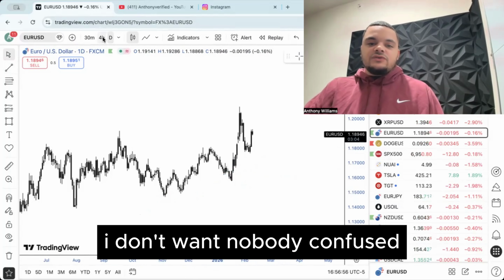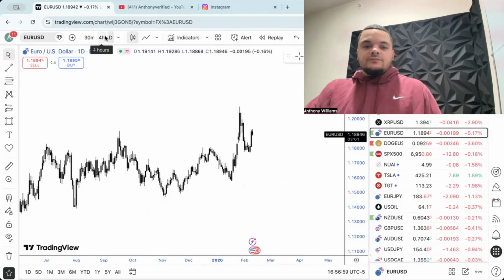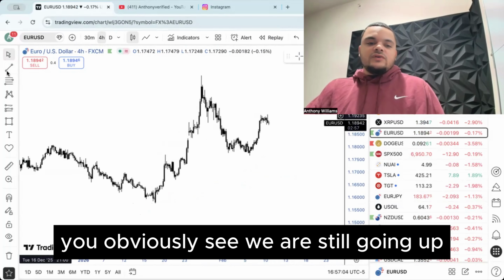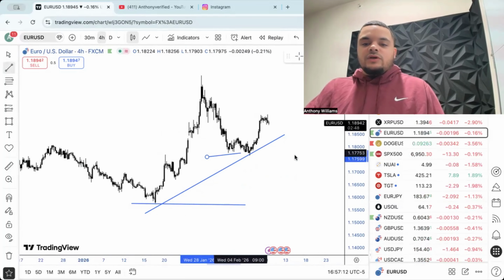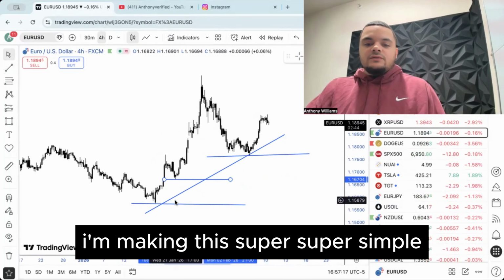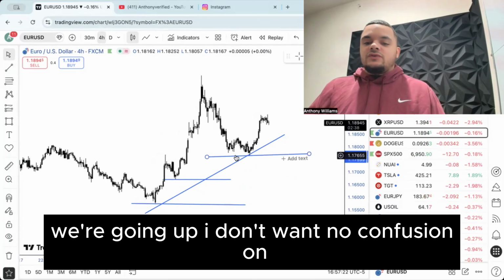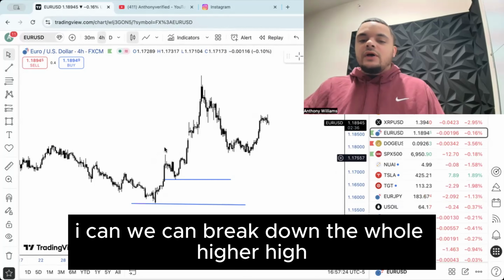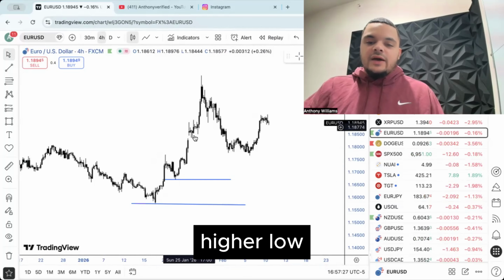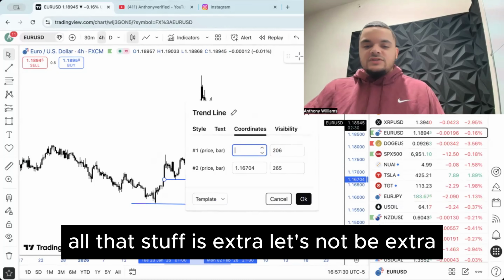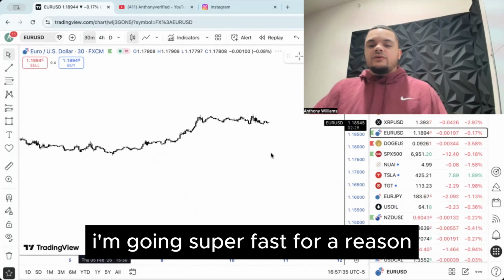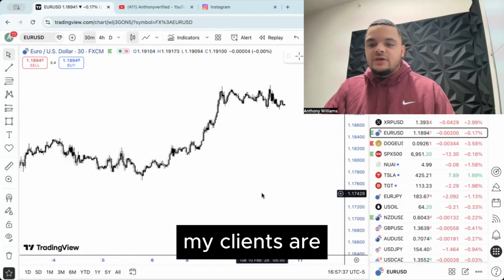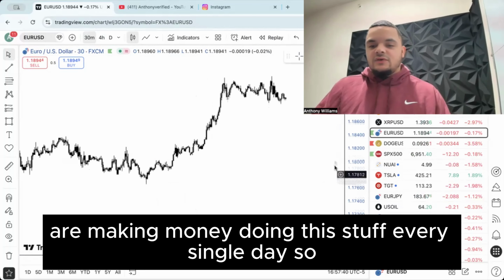I don't want anybody confused. On the daily time frame, we're going to go down to the 4 hour. You obviously see we're still going up. We were from here, and now we moved all the way up here. In the second spot, we were right here. I'm making this super simple. We're going up. We can break down the whole higher high, higher low, but all that stuff is extra. Let's not be extra. I'm going super fast for a reason, because day trading is super easy. My clients are making money doing this every single day.